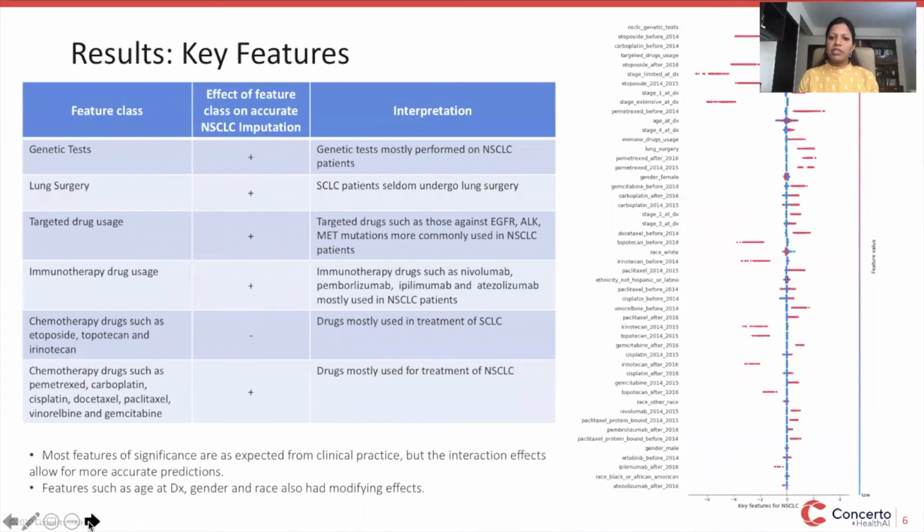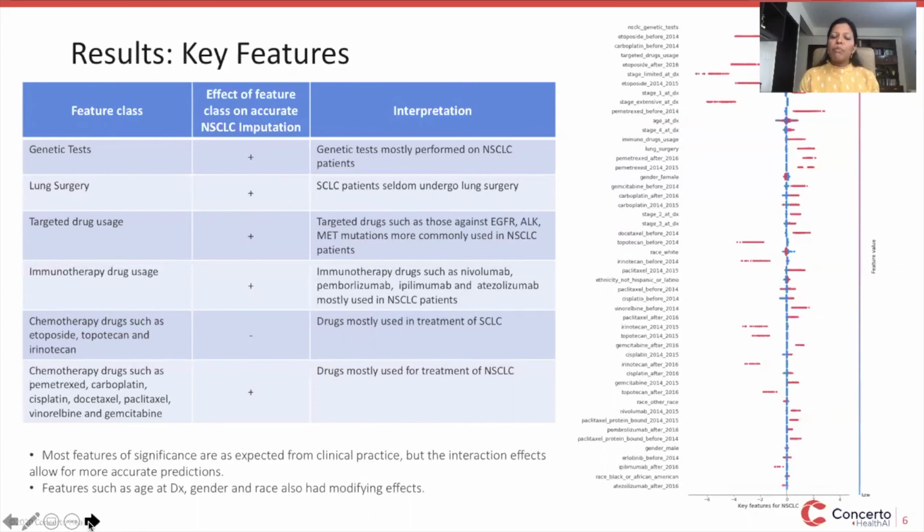Furthermore, we looked at the features that were driving these predictions. On the right is a SHAP plot that provides the top 50 features that the model is using to drive predictions. This is a little hard to read, so I've actually summarized the key results in the table on the left. So as you can see, features such as genetic tests, lung surgery, usage of targeted and immunotherapy drugs, as well as usage of chemotherapy drugs such as pemetrexed, carboplatin, cisplatin, docetaxel, paclitaxel, vinorelbine, and gemcitabine all drive prediction towards the NSCLC subtype. Whereas usage of chemotherapy drugs such as etoposide, topotecan, and irinotecan drive prediction towards the SCLC subtype.